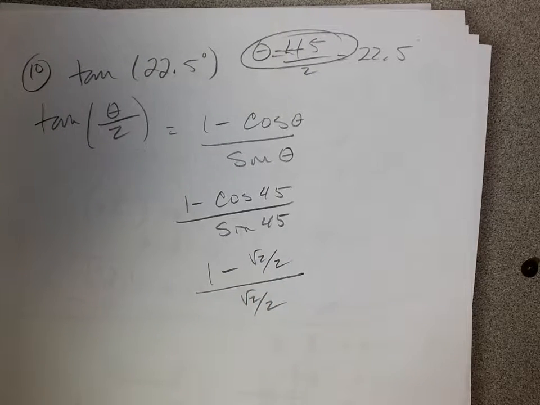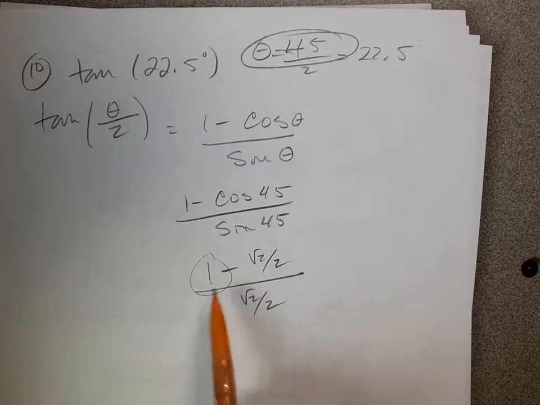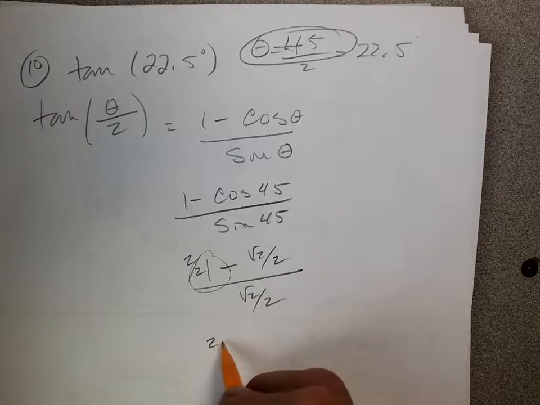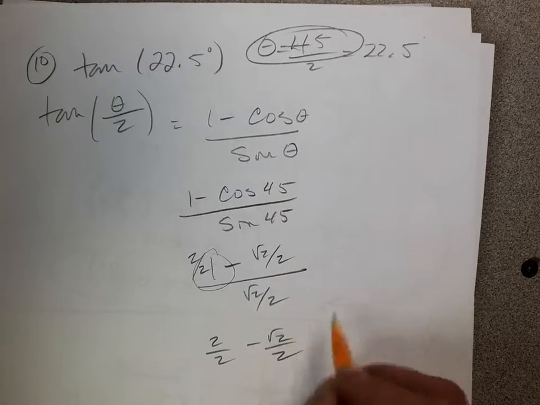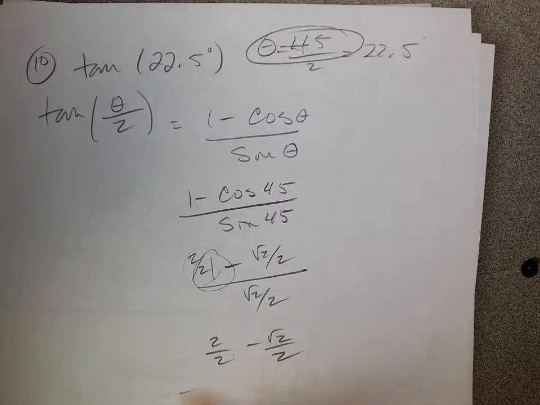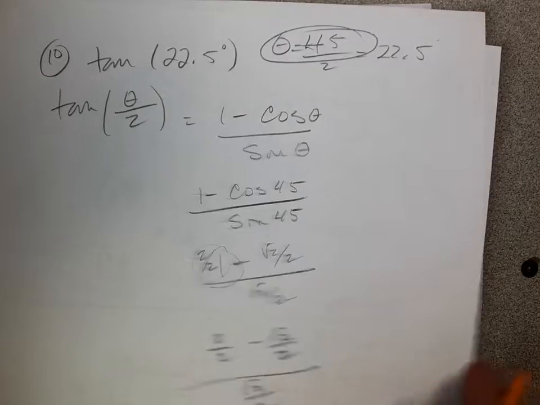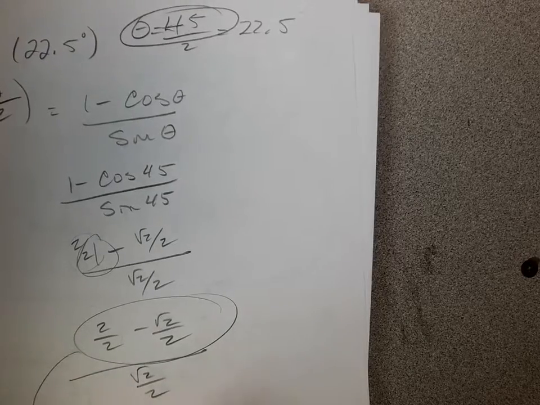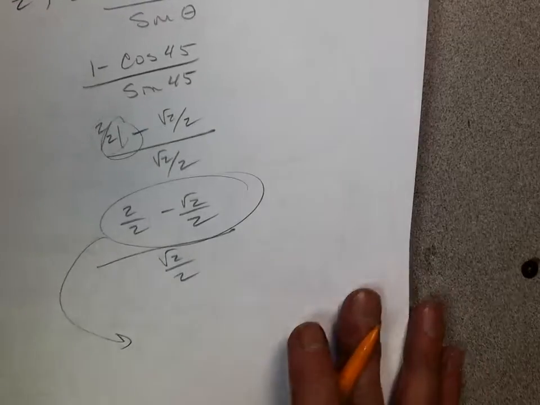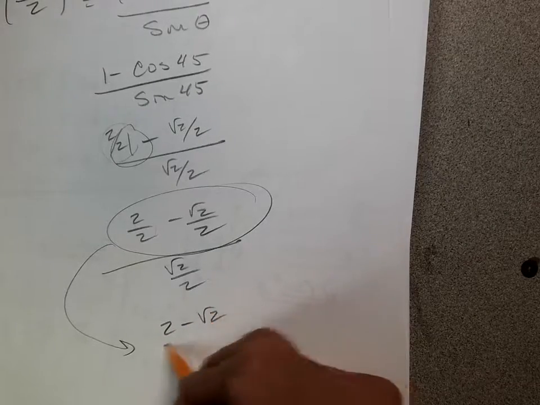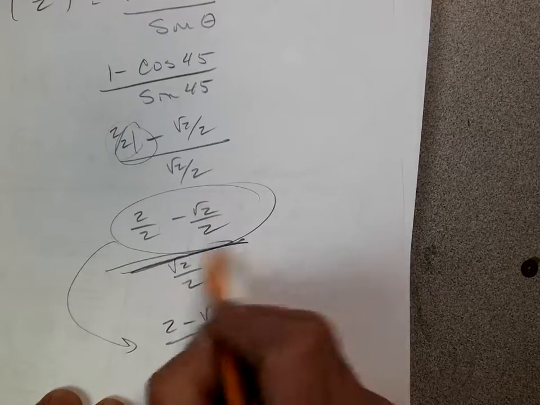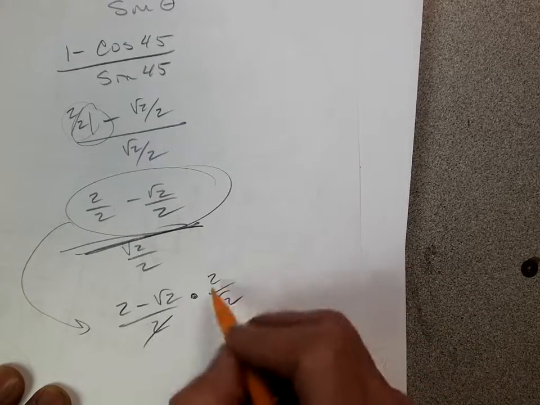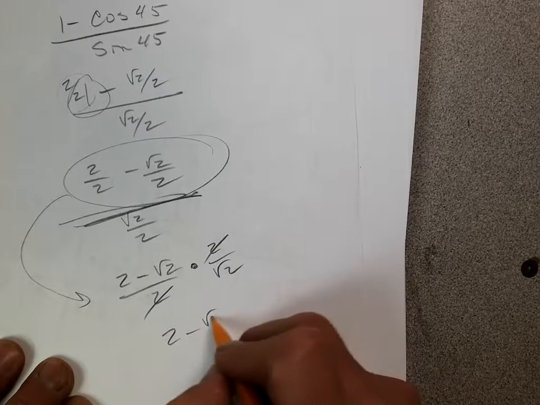Now that's a really ugly answer. So let me fix it up a little bit. The number 1 can be changed into 2 over 2. So let me do that. I'm going to go 2 over 2 minus the square root of 2 over 2. Okay, just change the 1. There's my 1 all over square root of 2 over 2. Okay, now I can combine these two because I have a common denominator. And I can rewrite those two as 2 minus the square root of 2 over 2. But it's divided by, so let's flip this fraction, times, flip it, 2 over the square root of 2. 2's cancel. And we'll be left with 2 minus the square root of 2 over the square root of 2.